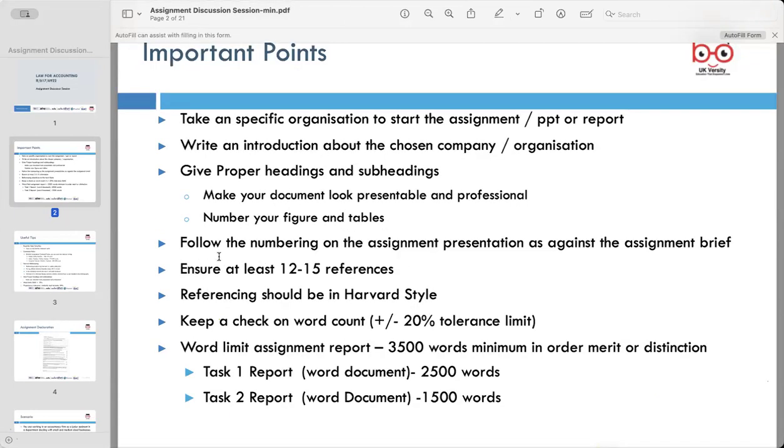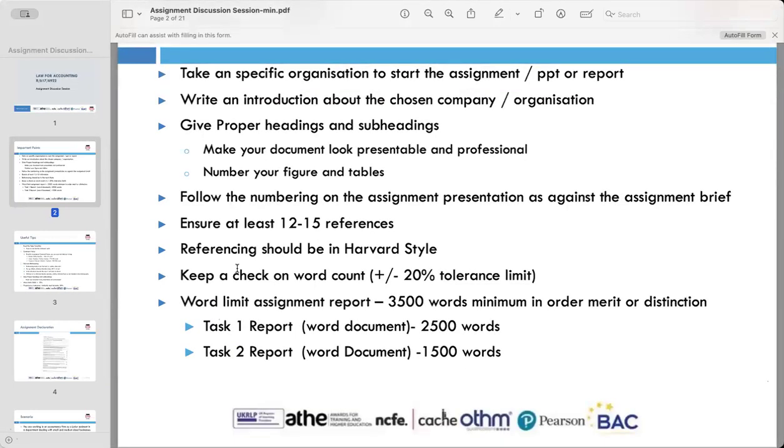Here are some points about your assignments: structure, headings and subheadings. Ensure that your assignment is well organized with clear headings and subheadings. The structure will make your document easy to navigate and help in presenting information in a logical flow. So I hope everybody will know, because all of you are professional people.